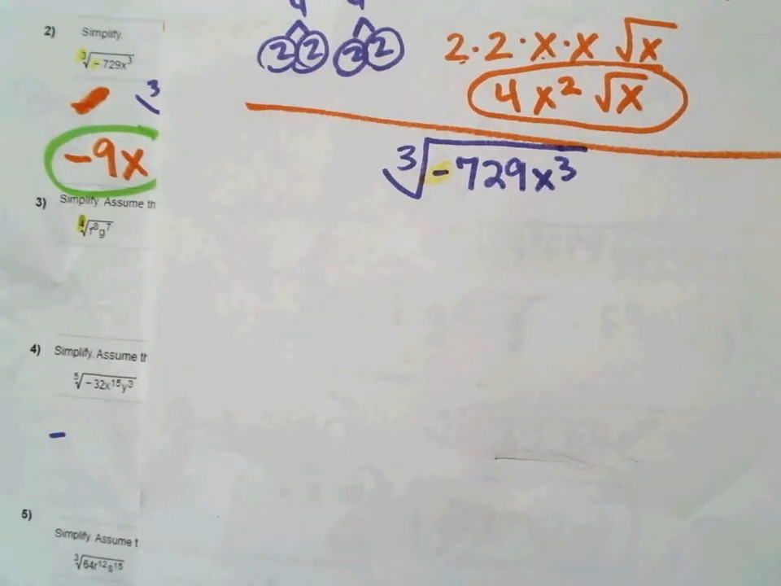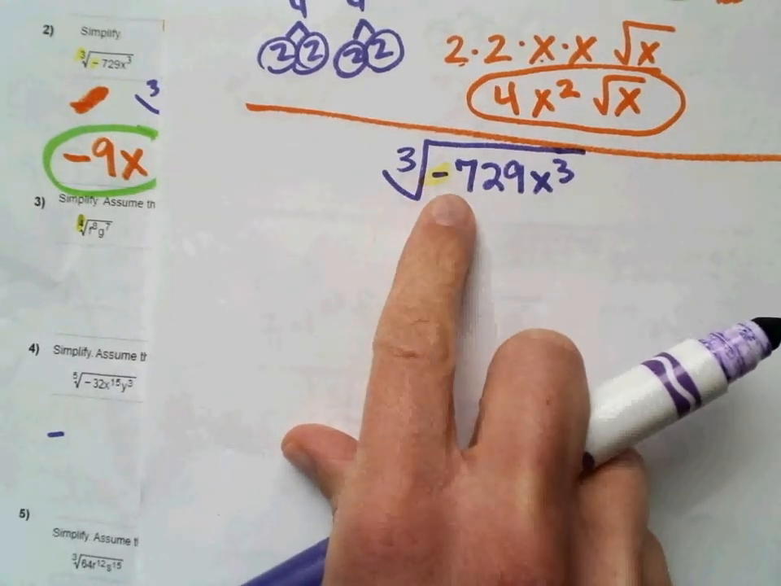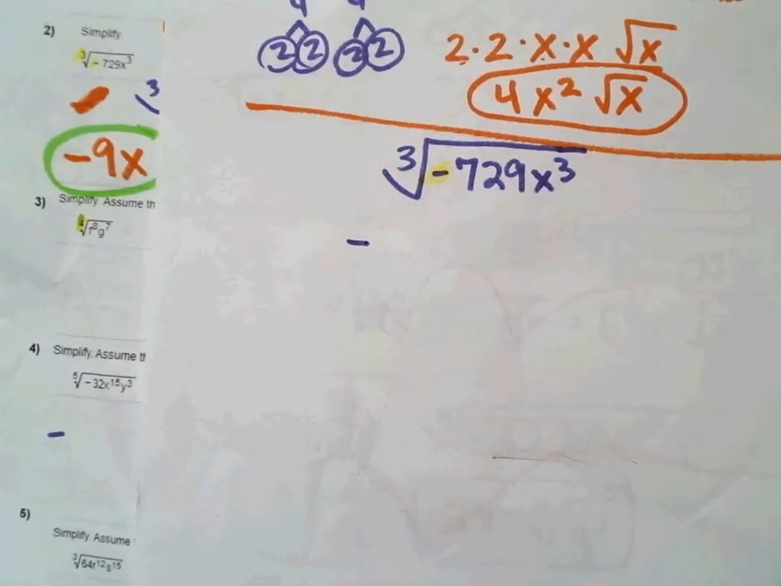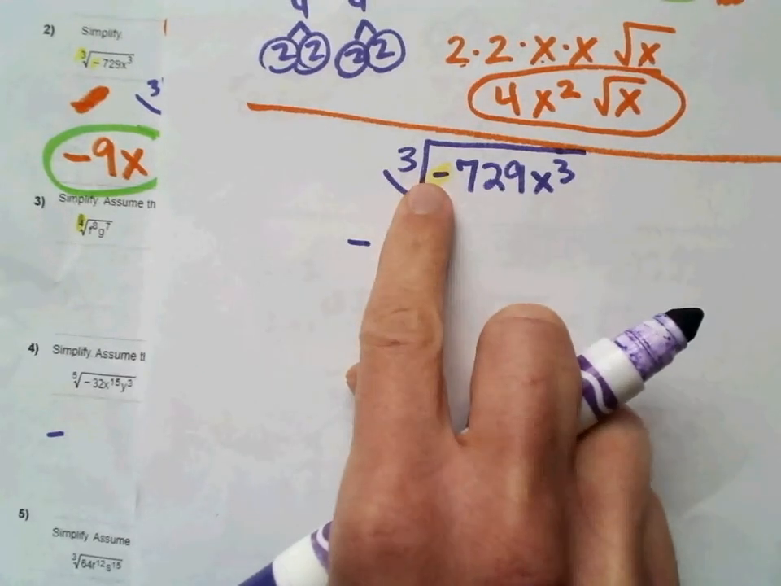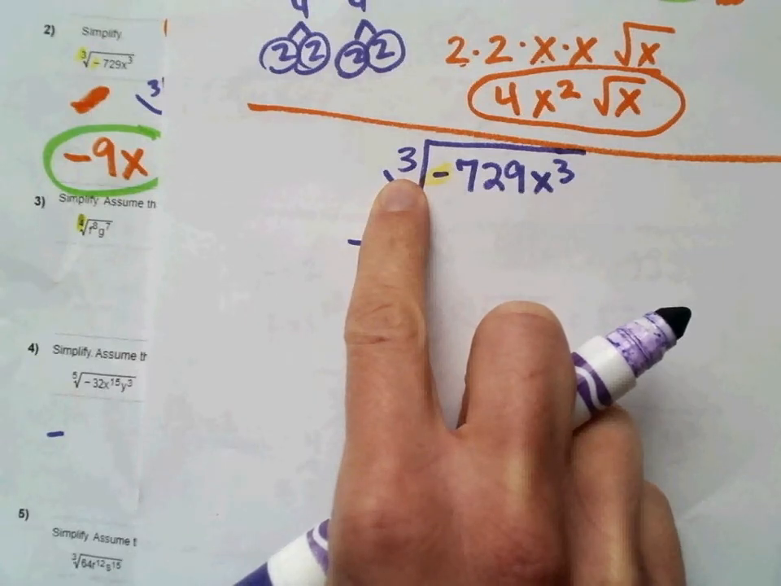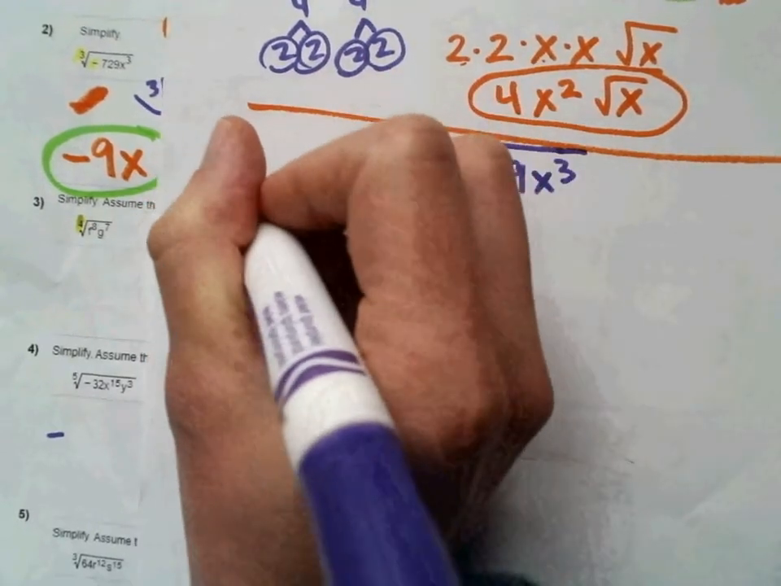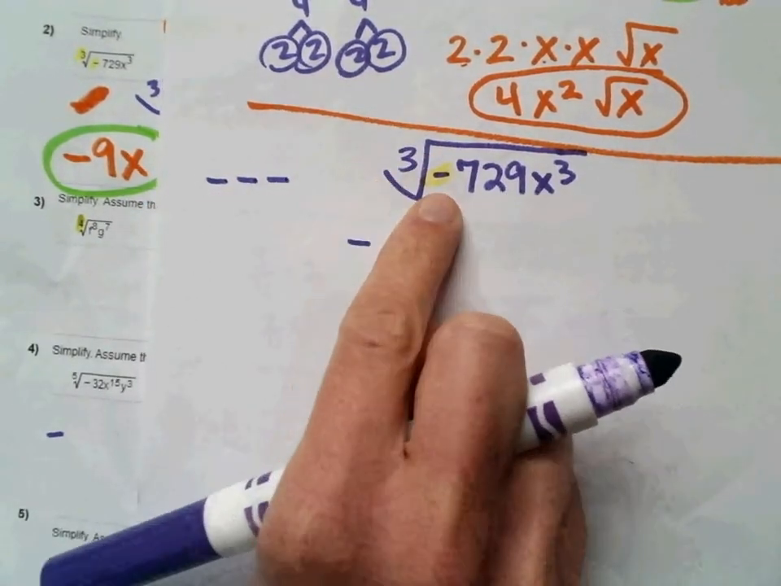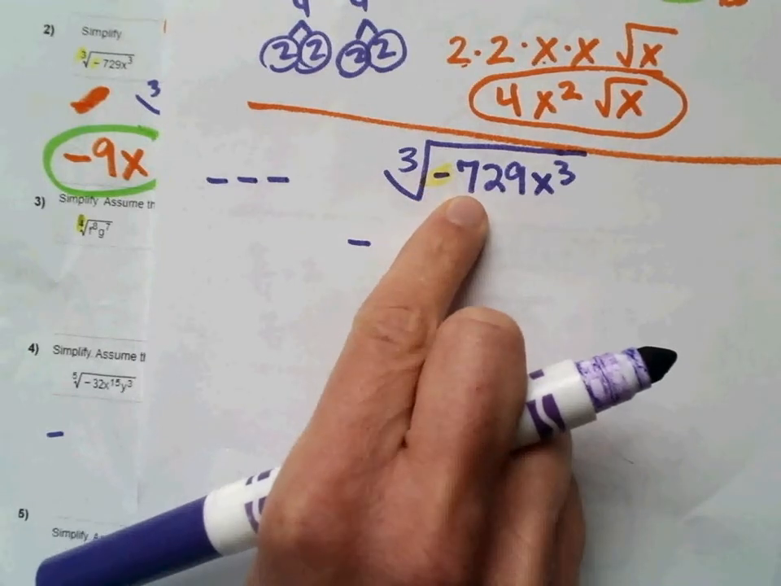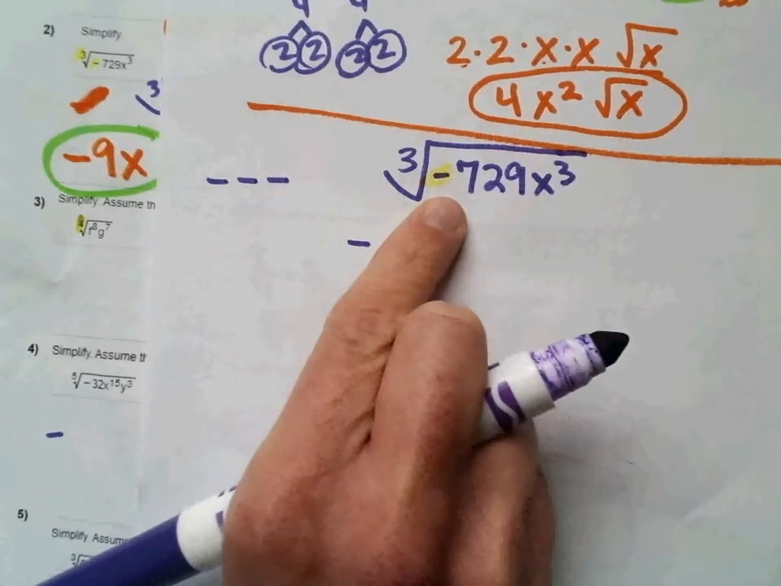So cube root means you're looking for 3 of a kind. Because I have a negative under here, I'm going to have a negative outside with my answer automatically. You can do cube roots of negatives as long as this root index is an odd number. Because remember, if you're really looking for the cube root, you're really thinking of a number that multiplies itself 3 times to give you a negative 729.